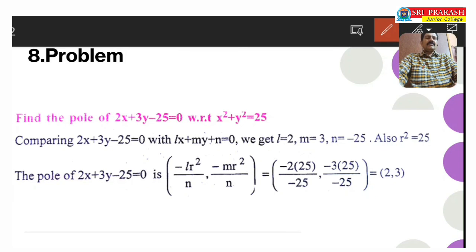Just now we have derived the formula for the pole: (-ar²/c, -br²/c). The same formula you can apply here also. Now substitute those values in the formula. You will get the pole as (2, 3). Okay, so in this way you can find the pole of the given line. So that's all about pole and polar.